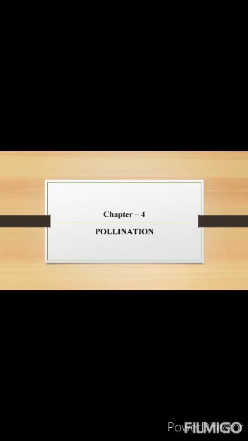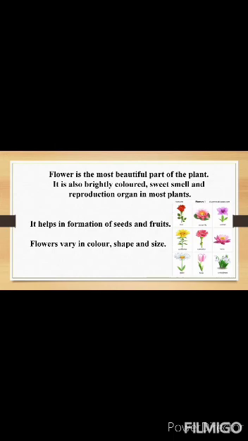Chapter 4, Pollination. Flower is the most beautiful part of the plant. It is also brightly colored, sweet smelling, and a reproductive organ in most plants. It helps in formation of seeds and fruits. Flowers vary in color, shape, and size.